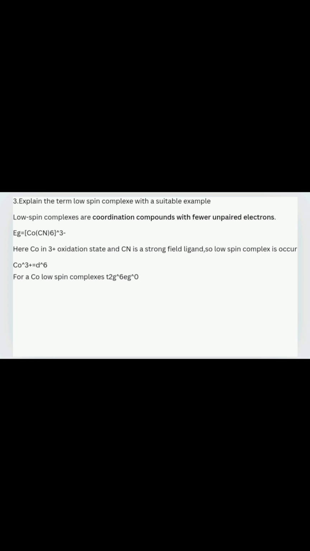Question number 3. Explain the term low spin complex with a suitable example. Low spin complexes are coordination compounds with fewer unpaired electrons. Example, [Co(CN)6]3-. Here, cobalt is in 3+ oxidation state and CN is a strong field ligand. So, low spin complexes occur. Cobalt 3+ = d6. For a cobalt low spin complex, t2g6 eg0.